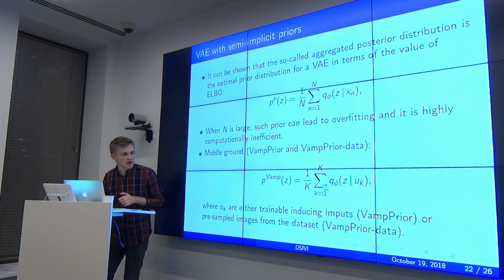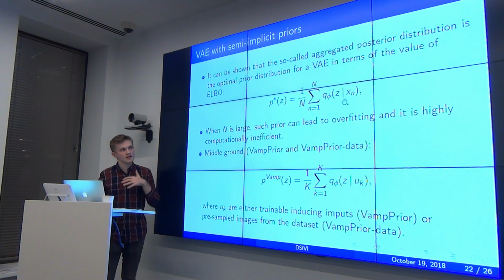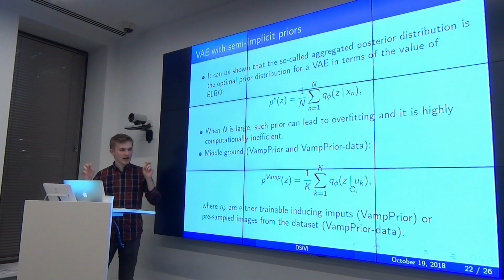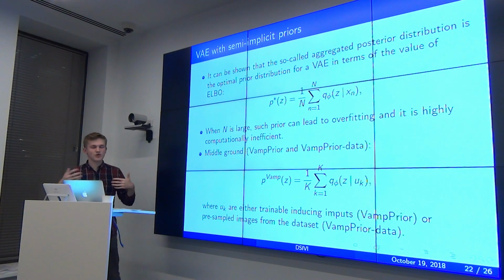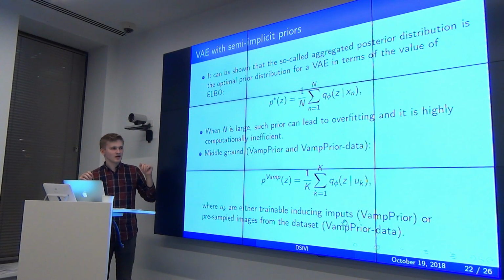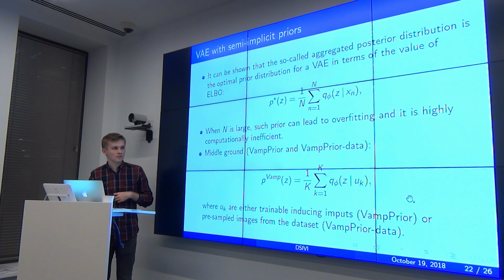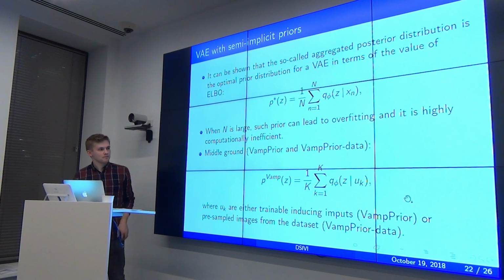So in general, VampPrior looks like this. We sum not over all the samples from our dataset, but we take k inducing inputs or just k pre-sampled images from the dataset. Inducing inputs are just some optimizable image. It's initialized with noise, and we just optimize over it. When it's inducing inputs, it's called VampPrior, and when it's pre-sampled images, they call it VampPrior data. So it's just an approximation.